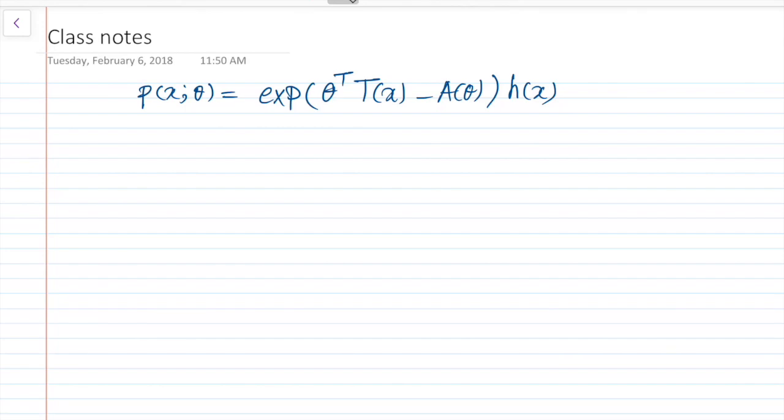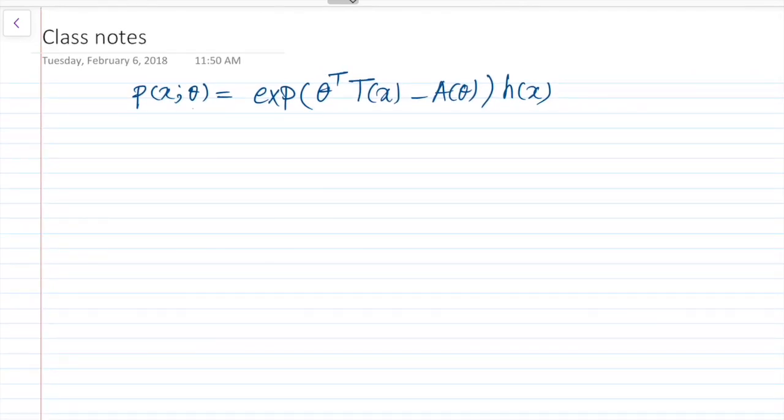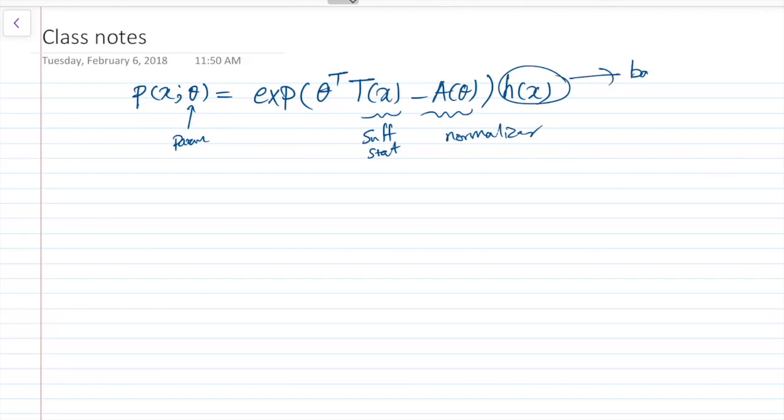So this is the probability density that is parameterized by theta. So this is the parameters. This is the so-called sufficient statistic. And this is basically the normalizer, and this is the so-called base measure. I will explain it in more detail.